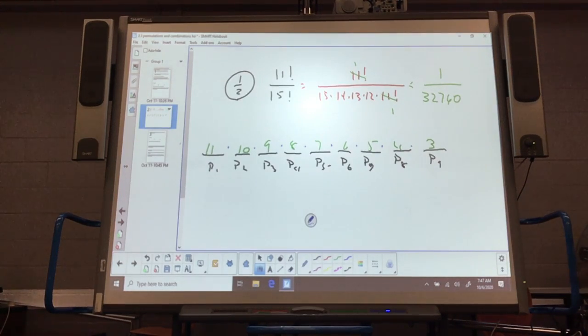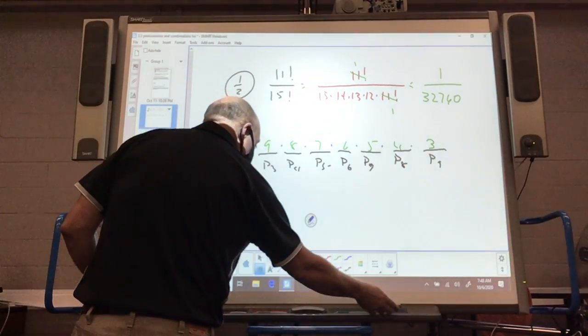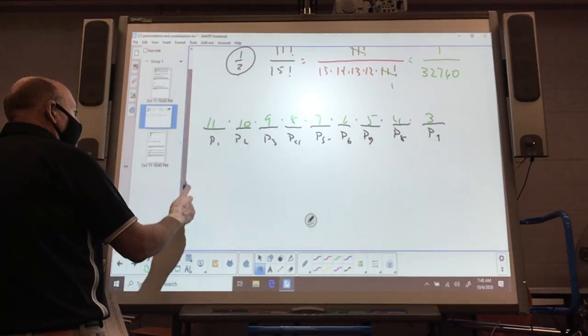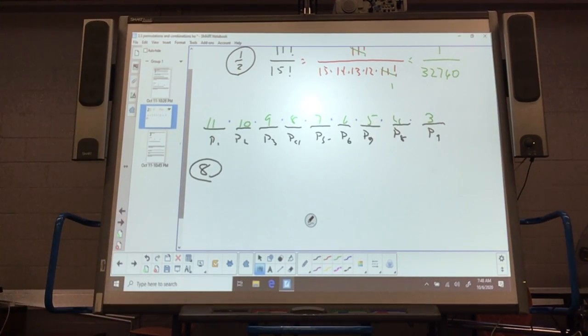If we take a look at problem number 8 on the back, this will lead right into our notes for today. A class of 50 students elects a president and a vice president and a secretary and a treasurer. How many different possibilities are there for these elections?